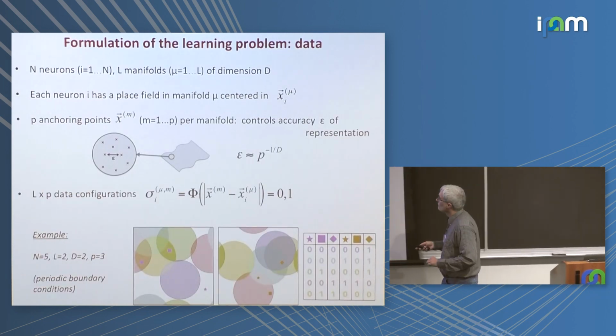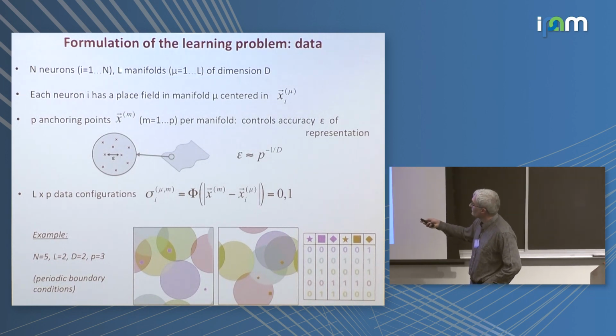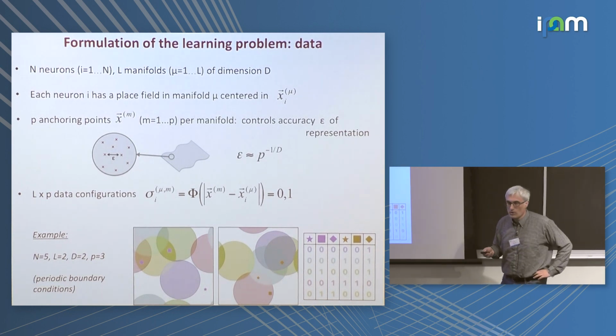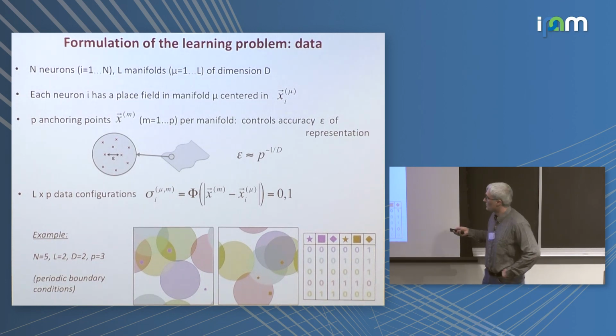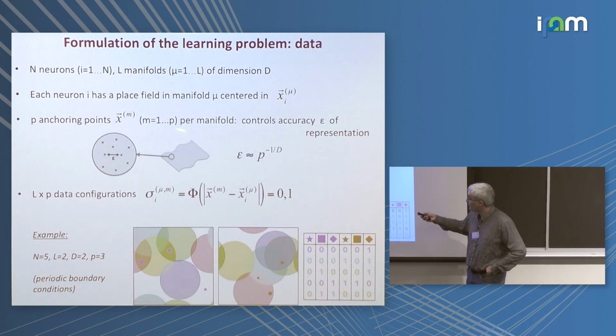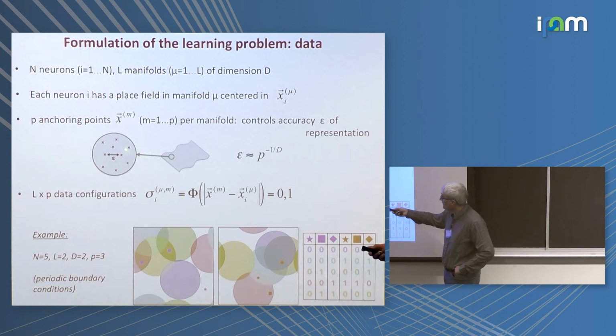Okay, so the problem I'm looking at here is defined formally as follows. Again, I have N neurons, L manifolds of dimension d. I'm assuming that each neuron has a place field in manifold mu, centered in xi mu, and these are given. And now, instead of trying to learn the manifold with some a priori rule, which is not really good, I will try to learn some specific points along the manifold, which I call anchoring points. And I have P of them in each manifold. So this is the manifold I'd like to learn, and I will just draw randomly P points here. And I will ask the network to learn these points.